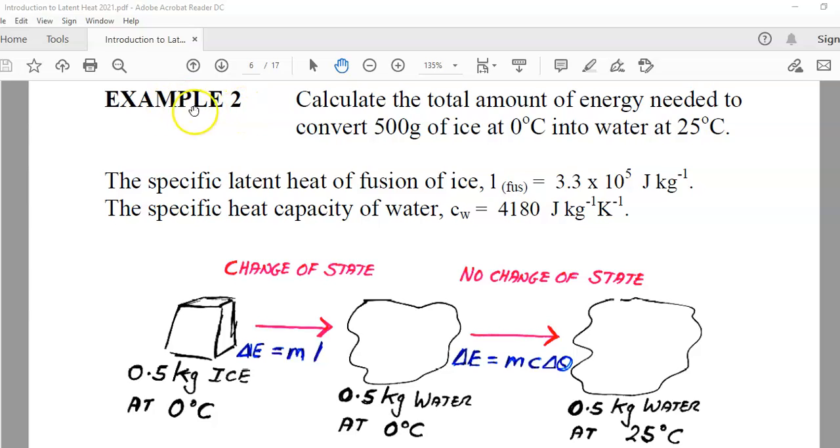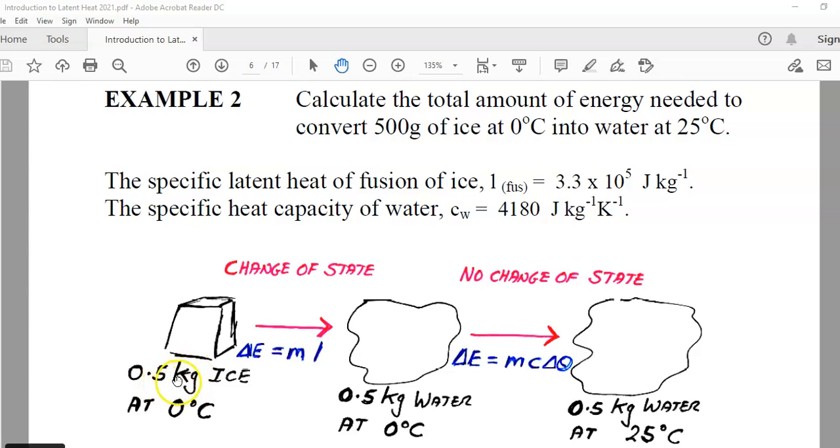Now, example 2 here is a little bit more challenging and it will use both of the formulas that we have just talked about. Example 2: calculate the total amount of energy needed to convert 500 grams of ice at 0 degrees Celsius into water at 25 degrees Celsius. We're given both the specific latent heat of fusion of ice and the specific heat capacity of water in their appropriate units. Now, when I'm doing a question like this, I actually have to visualize it. It does help me quite a lot to visualize it.